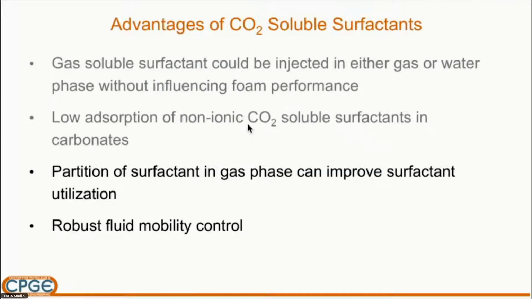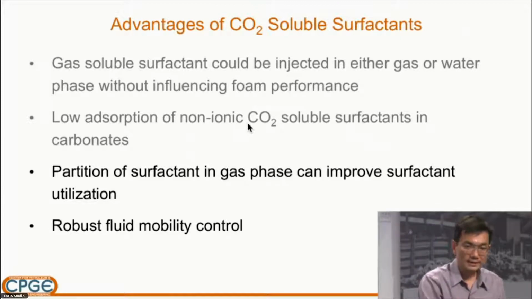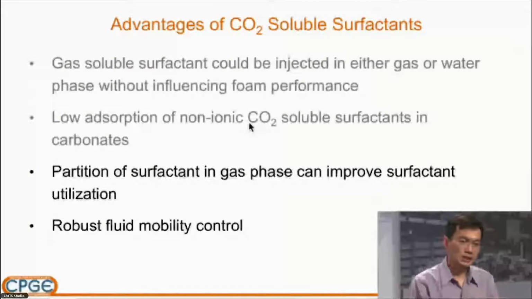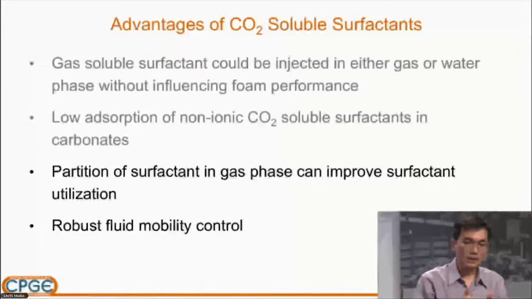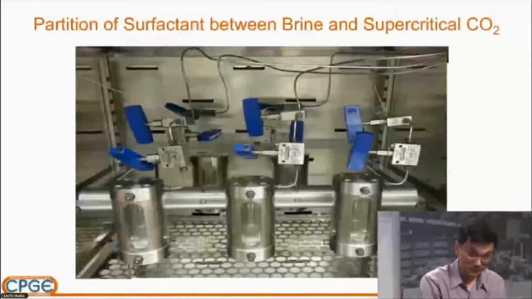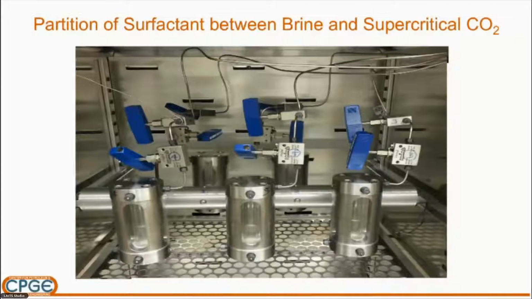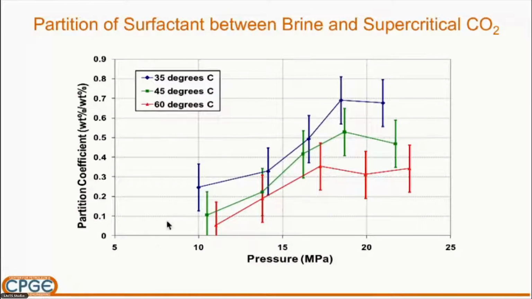And the last but not least advantage of the CO2 soluble surfactant is that if the surfactant is able to partition between brine and CO2, it can improve surfactant utilization and robustness of mobility control. Indeed, at UT, we have a very unique capability to first measure directly the surfactant partition coefficient using high pressure, high temperature visual cells, you can see right here. This is one example of surfactant partition coefficient versus pressure. And you can see the higher the pressure, just like solubility of surfactant in CO2, the higher the partition of surfactant in the CO2 phase.